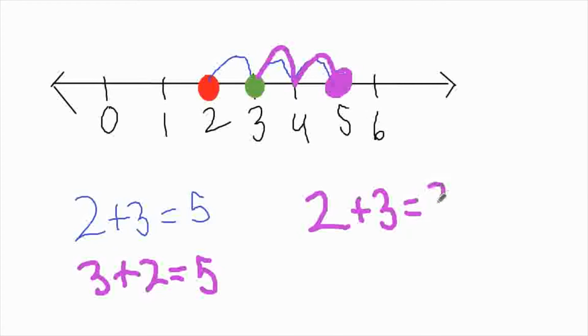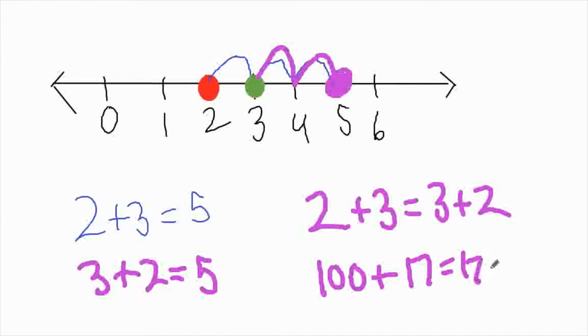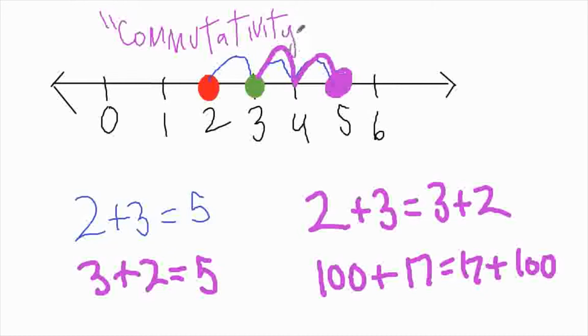Whenever you add things, 2 plus 3, 3 plus 2, 100 plus 17, or 17 plus 100, you can do it in whatever order you want. All right, go to town. It doesn't matter. If you want to know the fancy name, this property is called the commutativity property. We say that addition commutes.